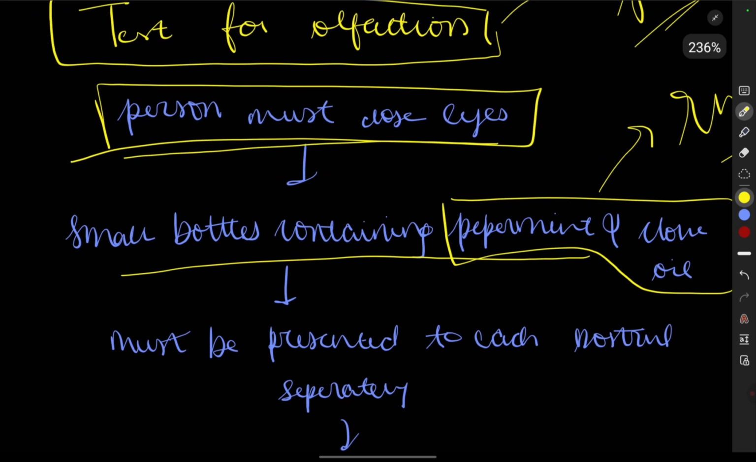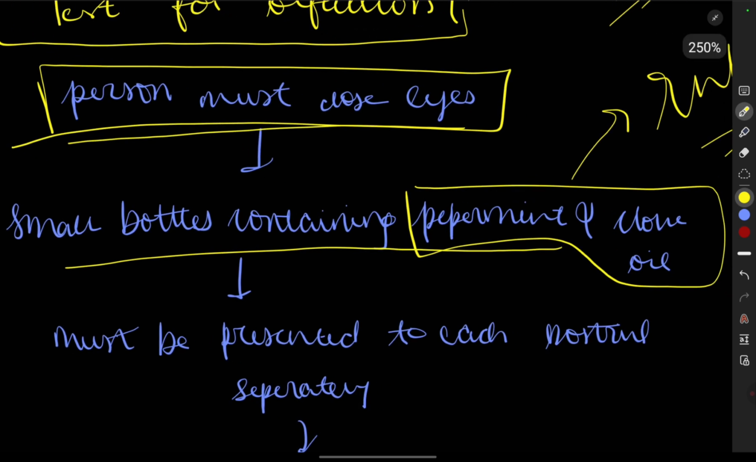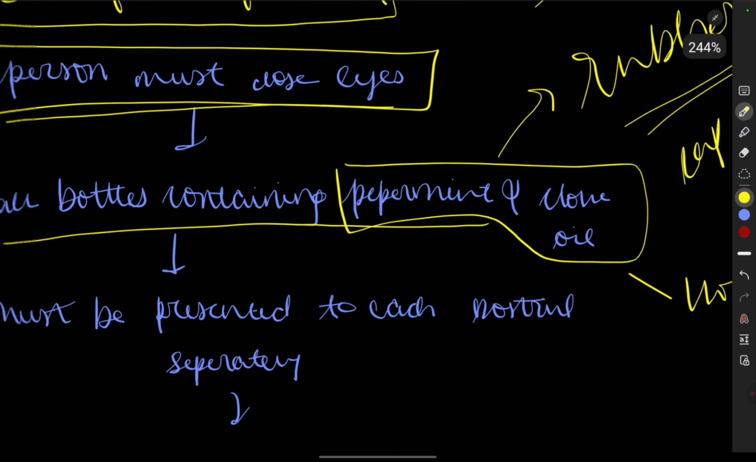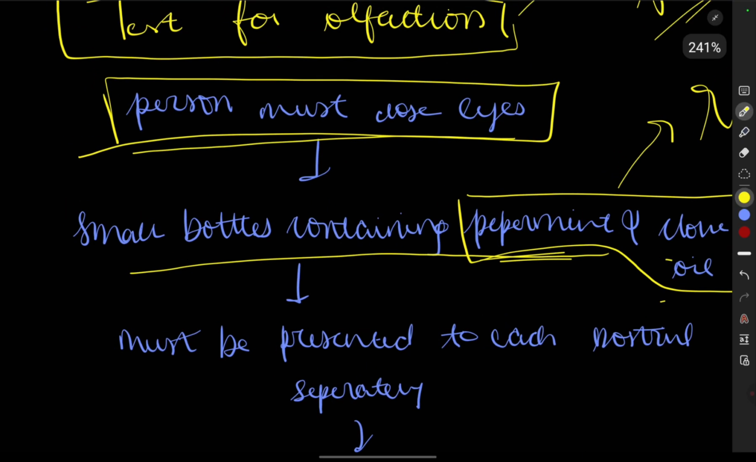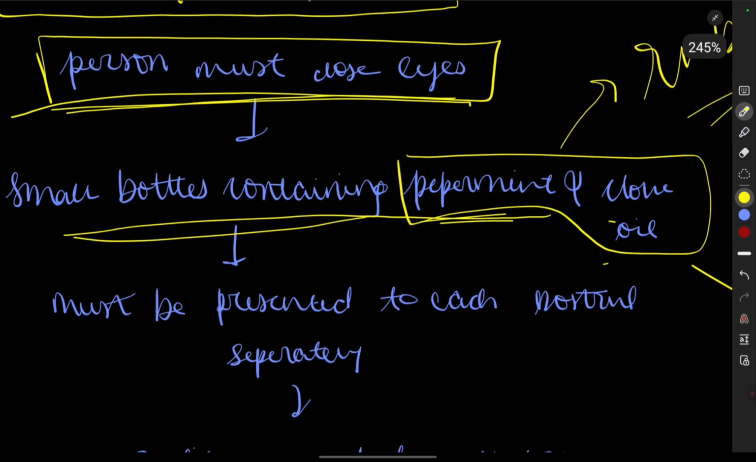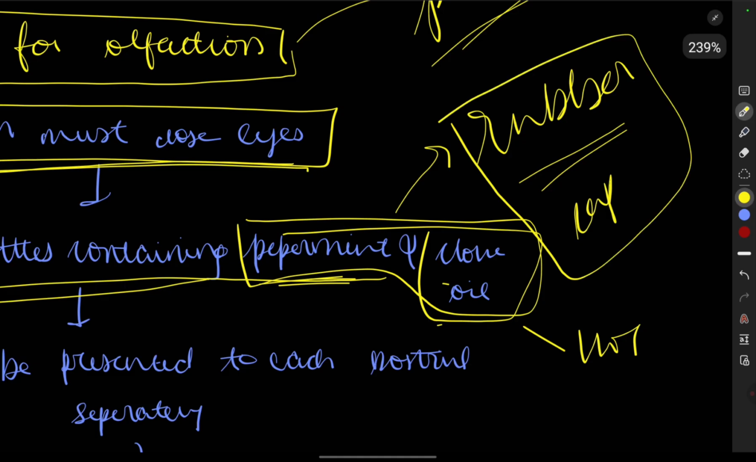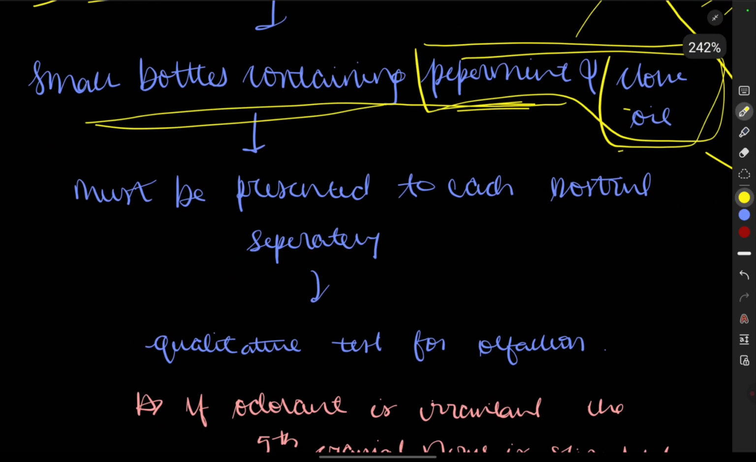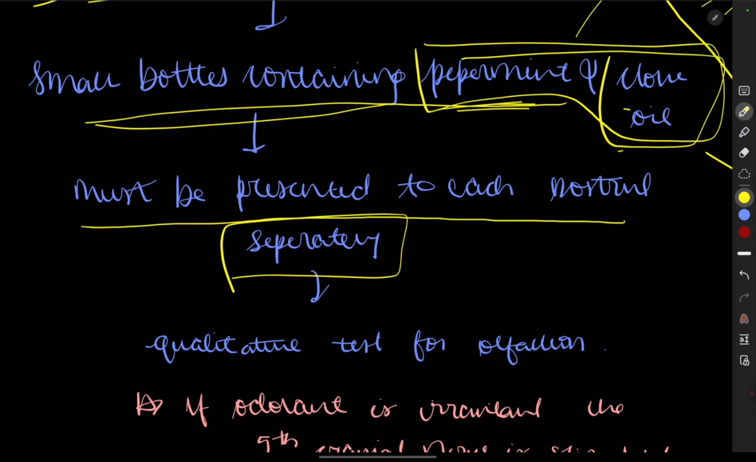So the odorant, whatever it is, should be dissolved. It should be in liquid form, and it should be volatile. These are the two conditions to be fulfilled. Peppermint and clove oil. The person must close his or her eyes. Small bottles containing peppermint and clove oil are used, covered and tightly closed by rubber airtight caps, and when you remove the cap, the bottle must be presented to each nostril separately. You must take the small bottle to the person's nostril.